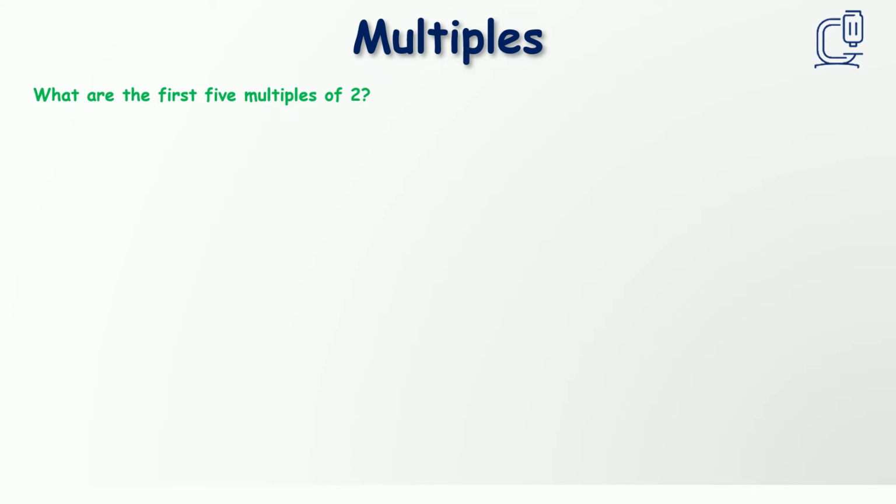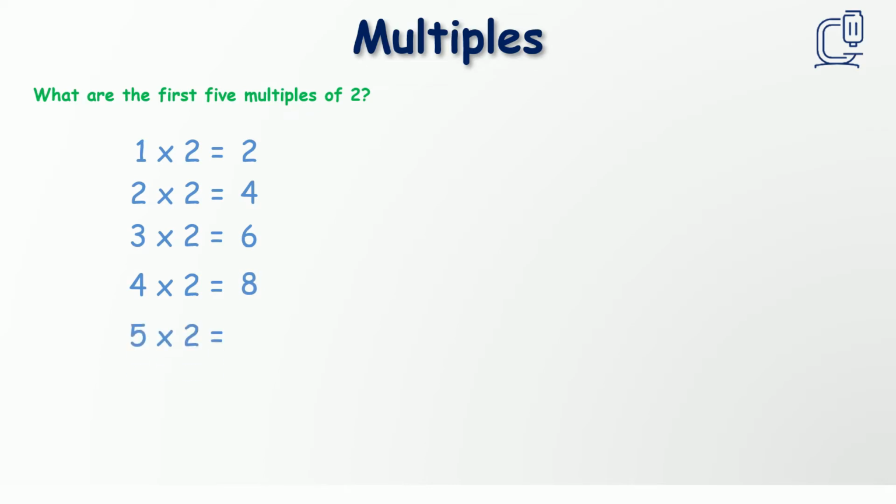So the first multiple of 2 is defined by 1 times 2, which gives 2. Second multiple is 2 times 2, which gives 4. Then we have 3 times 2, which gives 6. And then we have 4 times 2, which gives 8. And finally we have 5 times 2, which gives 10. Now these numbers can go on for infinity, but for the example here we're looking for the first 5 multiples of 2. So we can define the first 5 multiples as 2, 4, 6, 8 and 10.